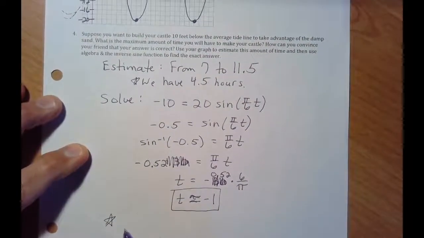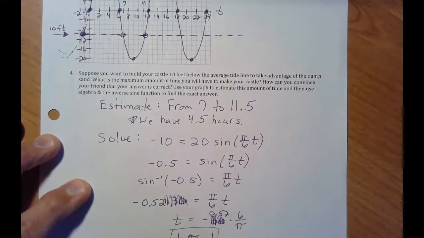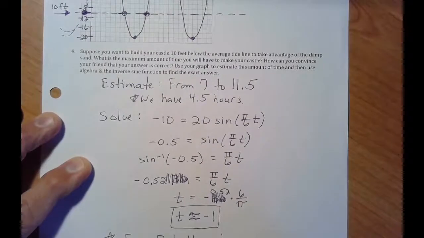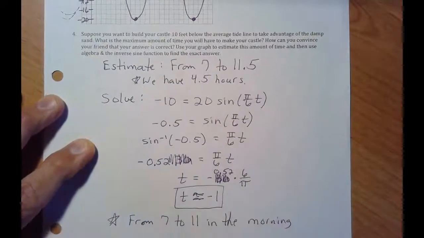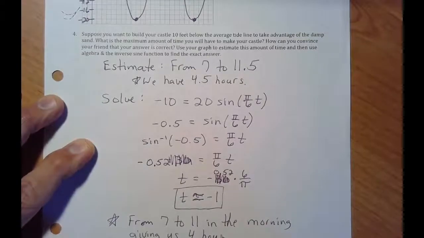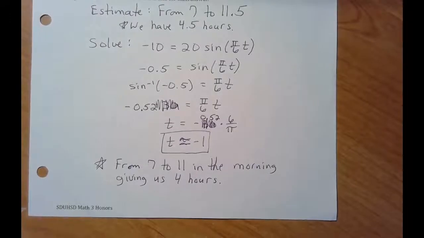So my solution is not from 7 to 11.5, but it's really from 7 to 11 in the morning, which really does this, giving us 4 hours of time to build that sandcastle. So when should we build it? We have 4 hours in the morning. When does it start? 7 in the morning, and it goes until 11 in the morning.